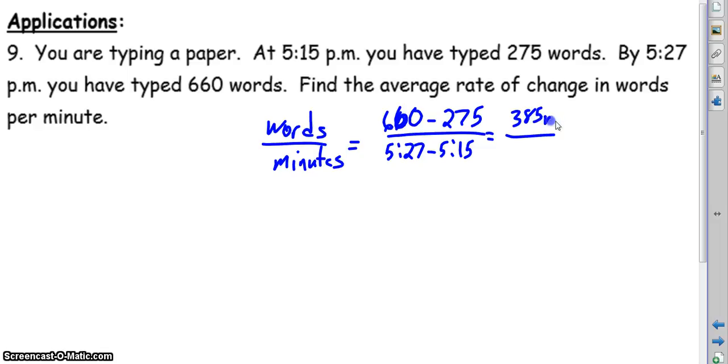So right now we know we have 385 words, and on the bottom we found out that was in 12 minutes of work time. So if we want to figure out how many words per minute, we would take 385 and divide it by 12. So that gives us 32.08. So we're going to round that off to about 32 words per minute.